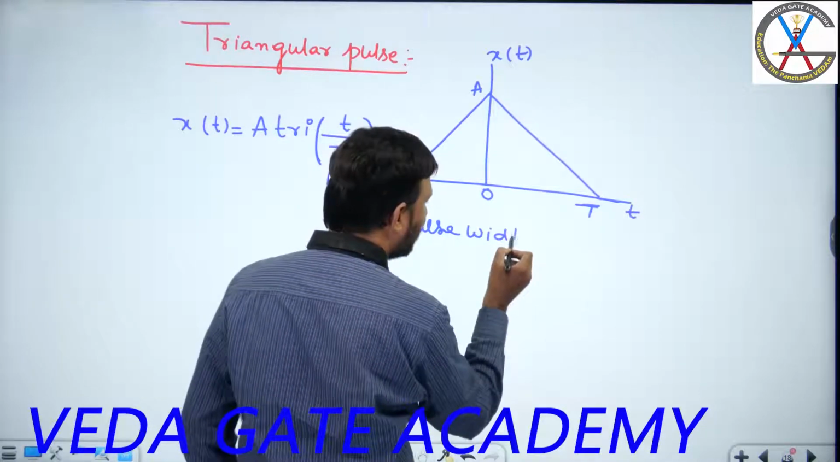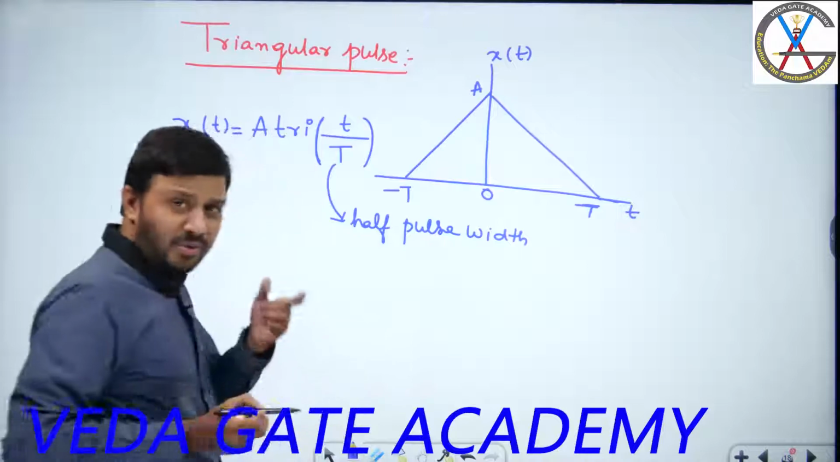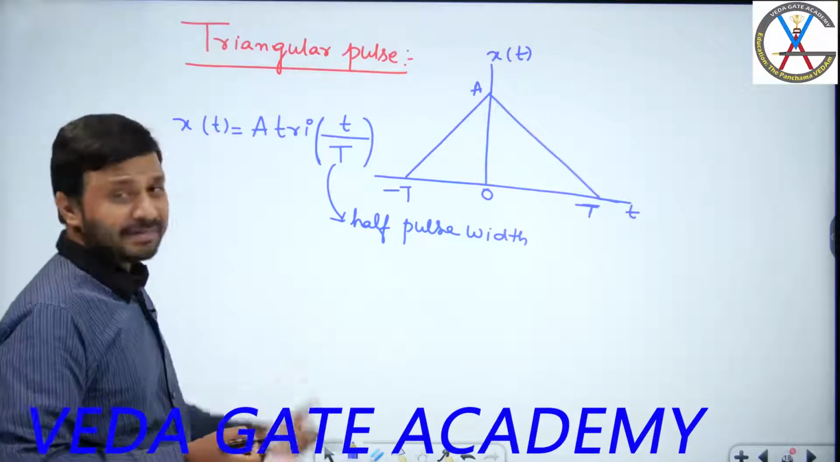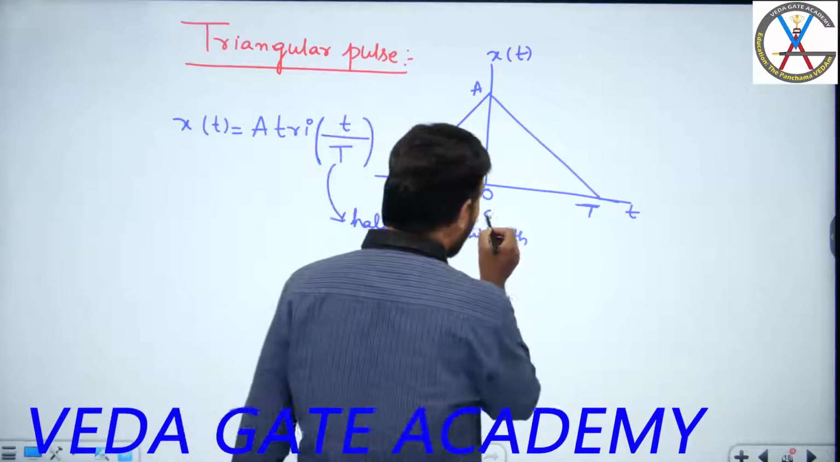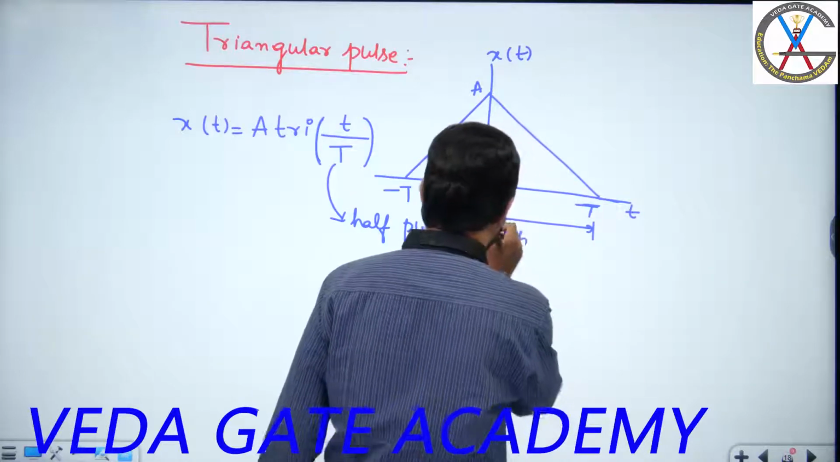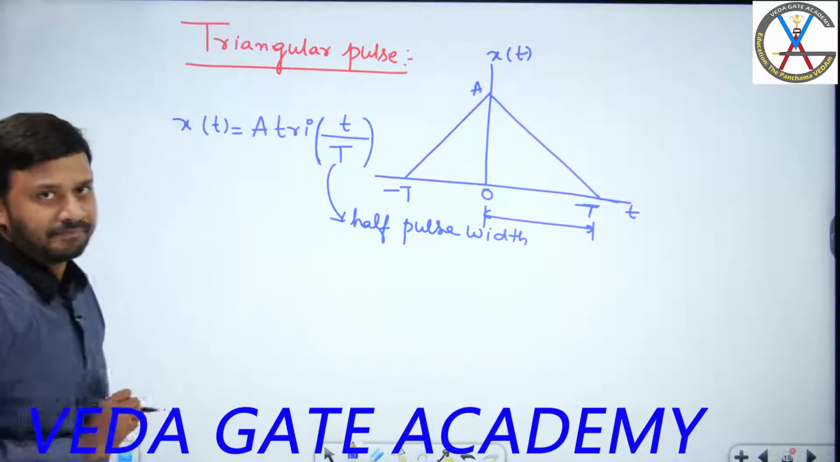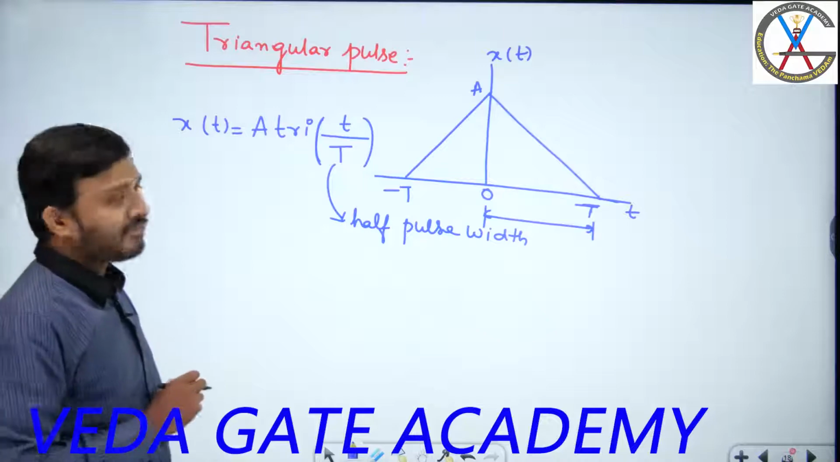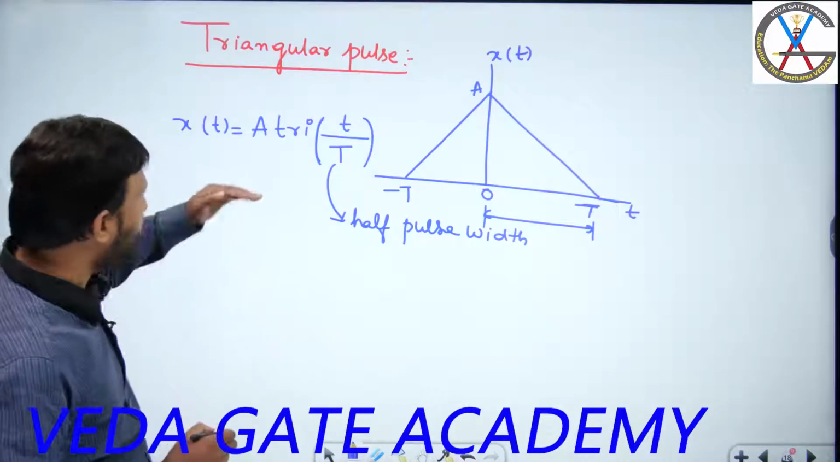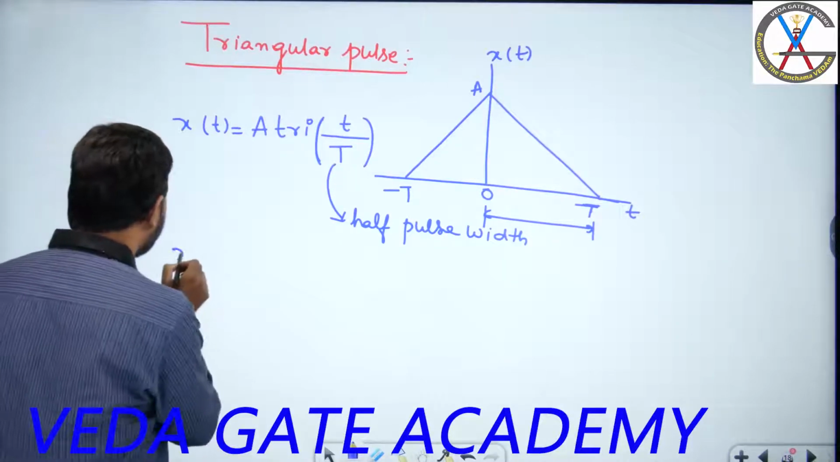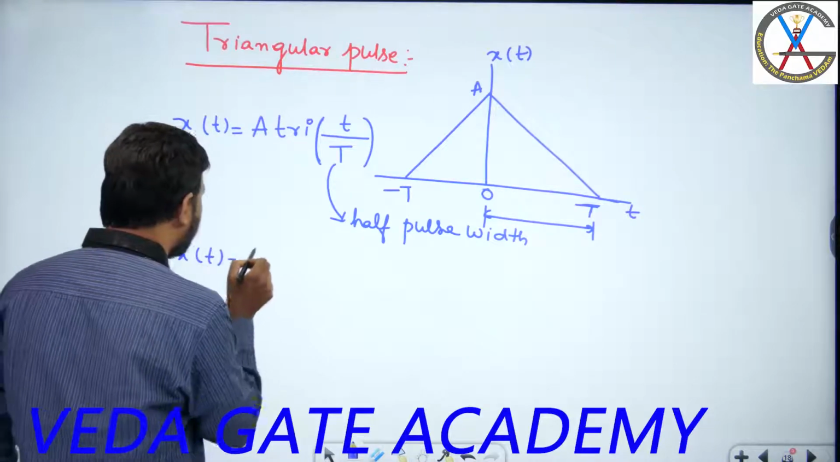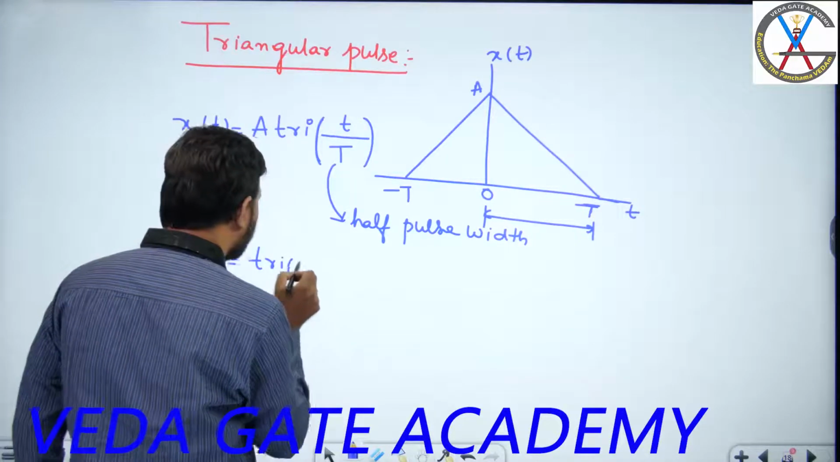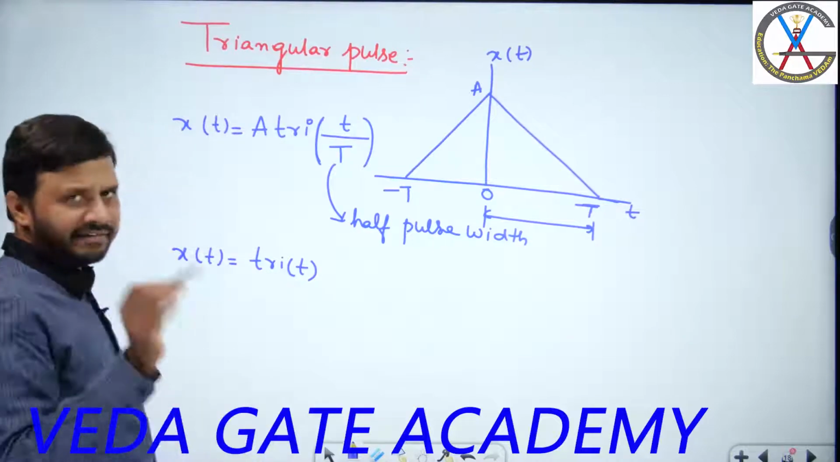Half pulse width. In a rectangular pulse, we'll be considering the overall pulse width, whereas in a triangular pulse, we'll be considering only the half pulse width. This width only we'll be considering in the representation. Right? Now, this is one form of representing. And from this, if I ask you, what is the shape of the signal x of t is equal to tri t? Tri t, if I ask you.